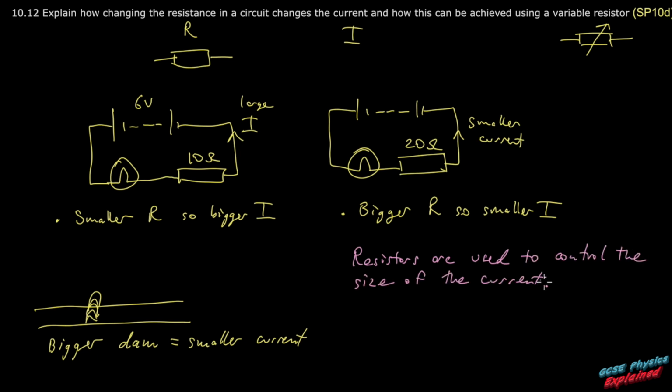Now if we were to use a variable resistor, we wouldn't have to keep on changing the resistors. So that's the beauty of a variable resistor. You just simply turn the knob and it affects the current in the circuit. So you can produce all sorts of currents and all sorts of voltages on the particular component that you've got in series with the variable resistor.